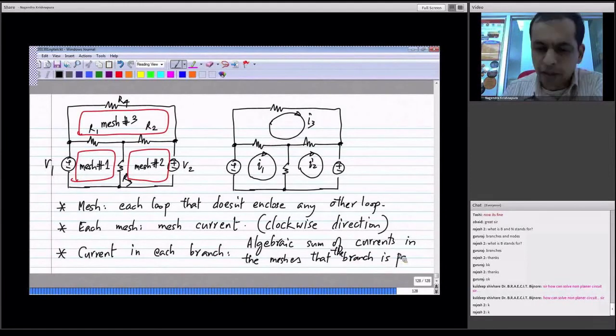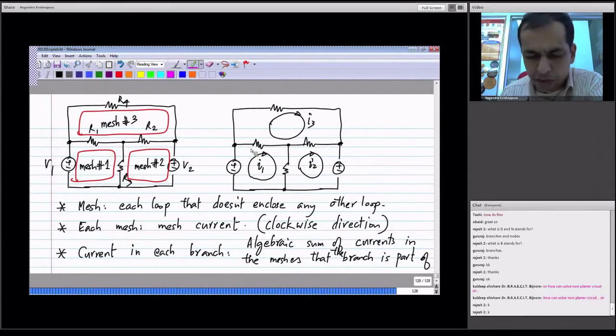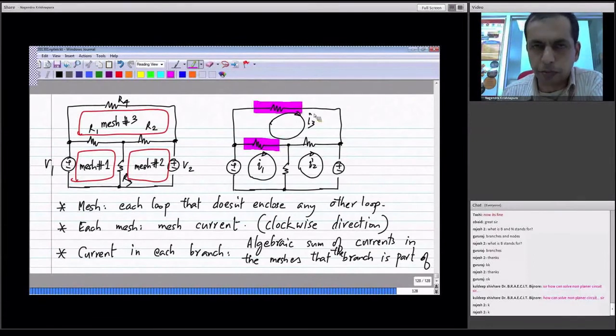So what I mean is, if you take this one, this branch is part of mesh number 1 and mesh number 3. So the current in this branch would be I1 flowing from left to right minus I3 because I3 is flowing from right to left. If you take this branch that is part only of mesh 3, the current in this will be I3. Similarly, if you take this branch, it's part of only mesh 2, so its current will be I2, whereas the current in this will be I1 minus I2 and so on.